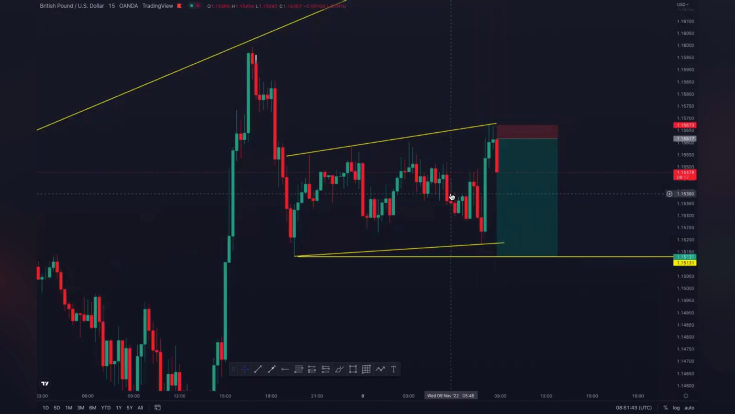If you go down to the 1 minute, you would have gotten entry at this end because there will be another block here to be mitigated, which was mitigated before they dropped. So you'd have gotten a quicker entry at this side.